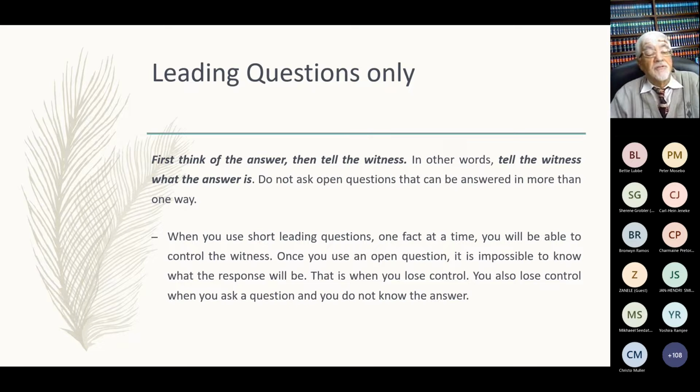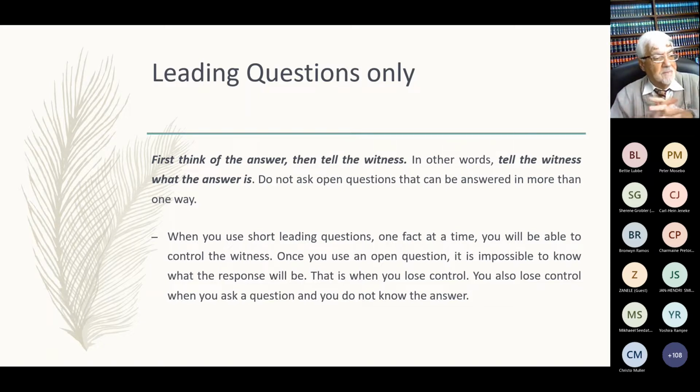And this is the technique. First, think of the answer, then tell the witness. Not ask the witness, tell the witness. Tell the witness what the answer is. You do not ask open questions that can be answered in more than one way. You see, the problem with open questions in cross-examination is that it will elicit an answer that you were not expecting. You lost control. Or, even worse, when you ask an open question, you might get an explanation from the witness that you were not expecting, okay?